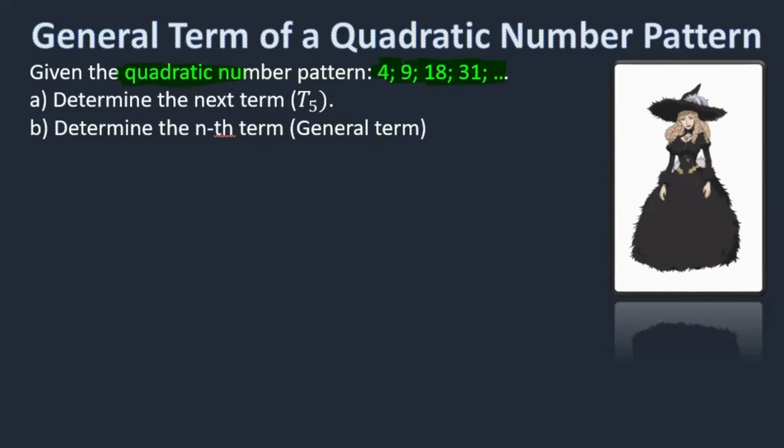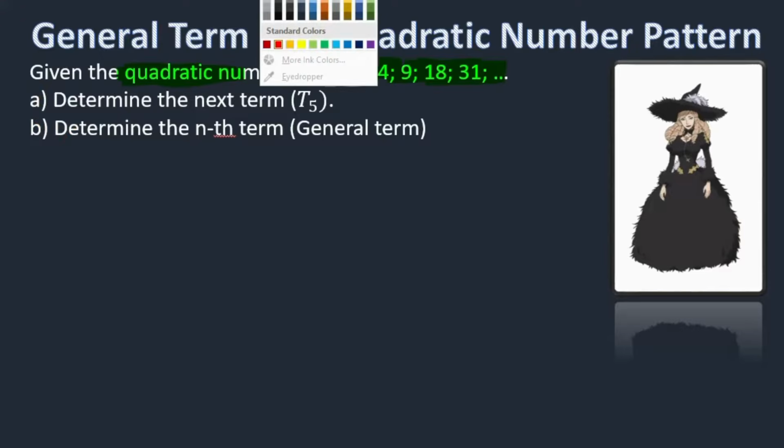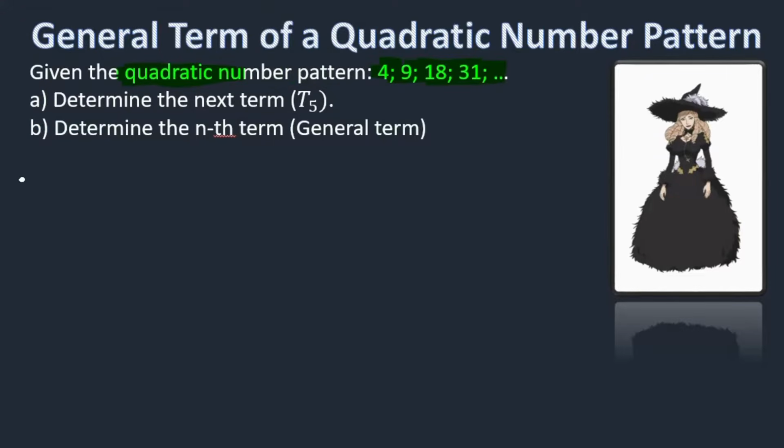So first question they're saying, choose a white pen, determine the next term, which is term number 5. So this is term number 1, 2, 3, 4. They want term number 5. So when they give you a sequence like this, you want to rewrite the sequence, line it down yourself so that you can work with it properly.